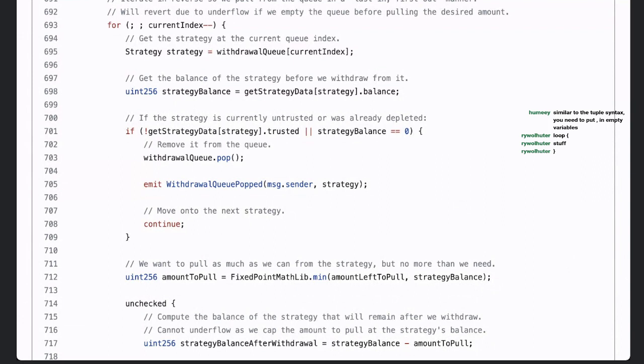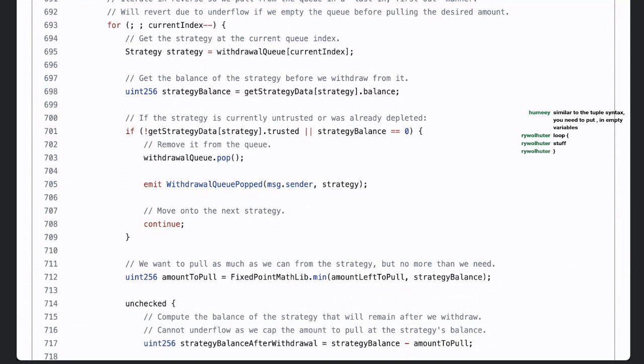Can I figure this out? Currently untrusted or was already depleted. So if the strategy is empty, you can pop it off the queue because it doesn't really do anything there right now. Is that right? Oh, right. Since the queue is only really being used as an accounting mechanism from inside the vault, if it doesn't have a balance, it can be popped off.